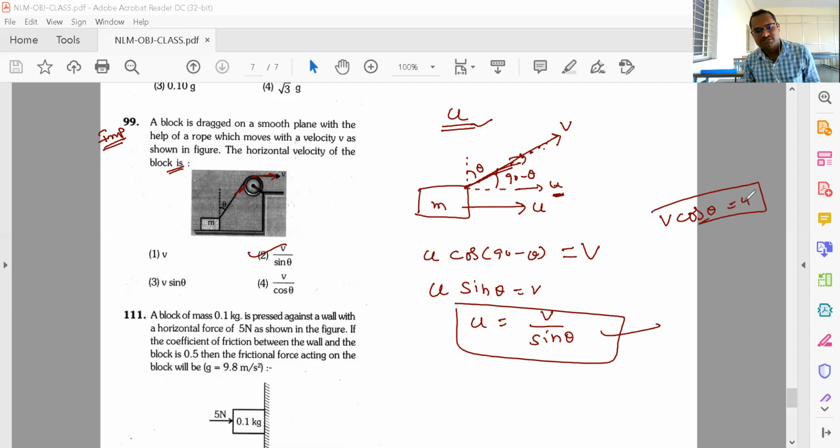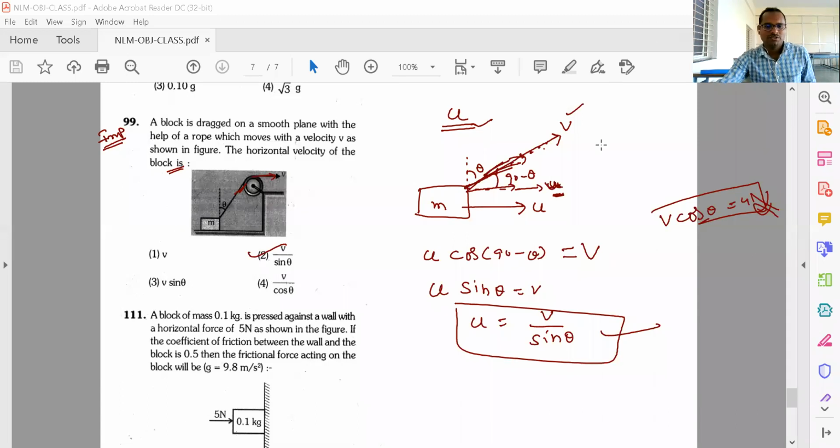You should not do this. You should do it this way: the horizontal velocity is u, something you take, and the velocity along the string should be equal to v. That you need to do. You'll get the answer.